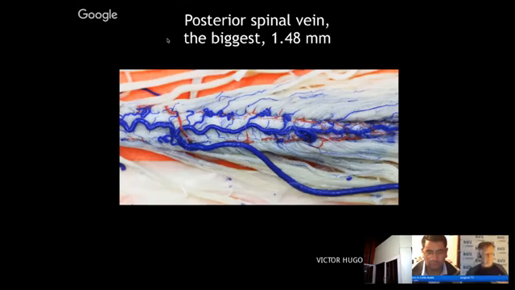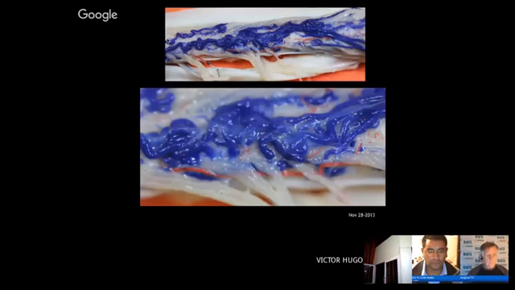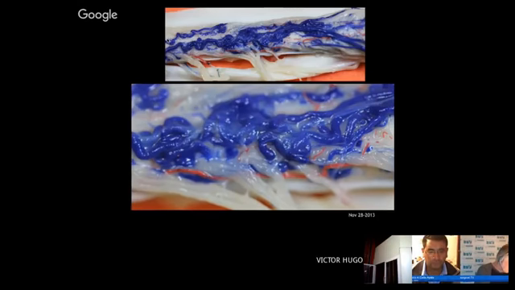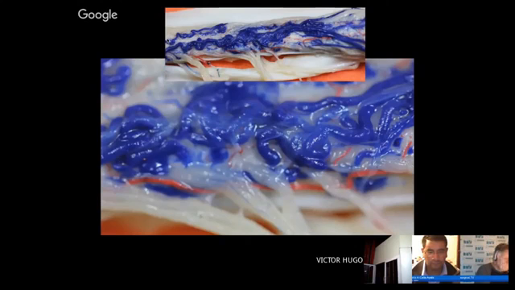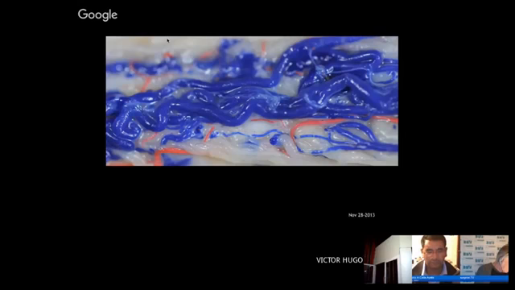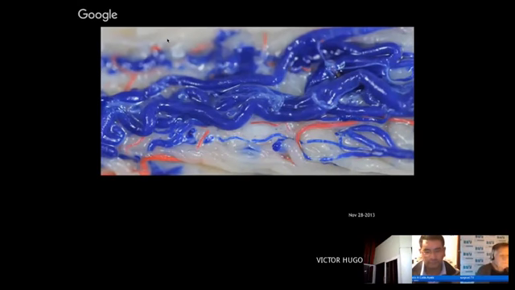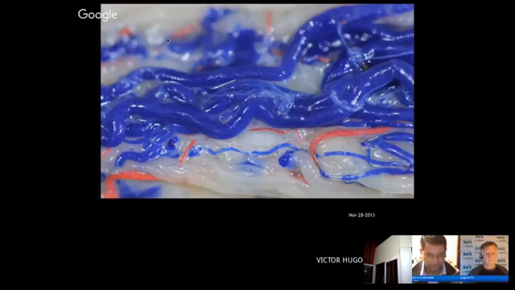This is also a beautiful photograph about the veins of the spinal cord. Look at this. This is impressive. This is amazing, how the veins form like a weird shape, covered by the arachnoid. Only a few spinal cords have this aspect.